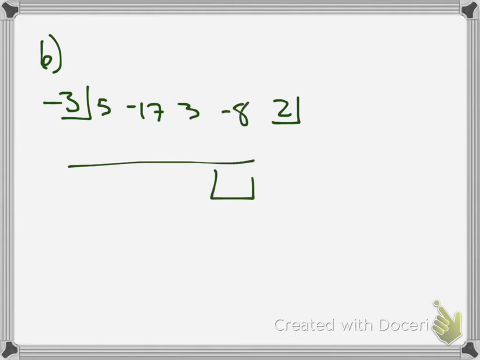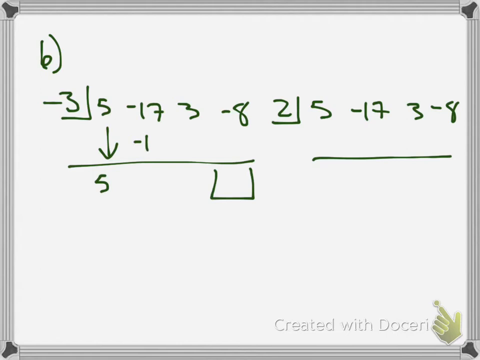Same thing on number 6. You write the numbers and then you write all the coefficients. Again, you bring down the first number, and then you're going to multiply. So bring down the 5. Multiply negative 3 times 5, which is negative 15. Add negative 32. Multiply, positive 96. Add 99. Multiply, negative 297. And then that would give me a final answer of negative 305.